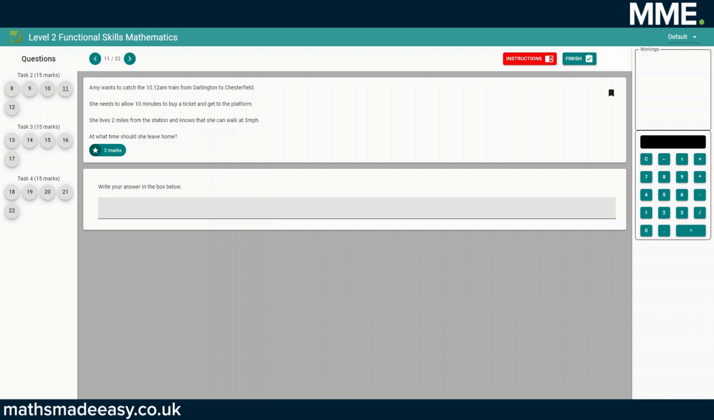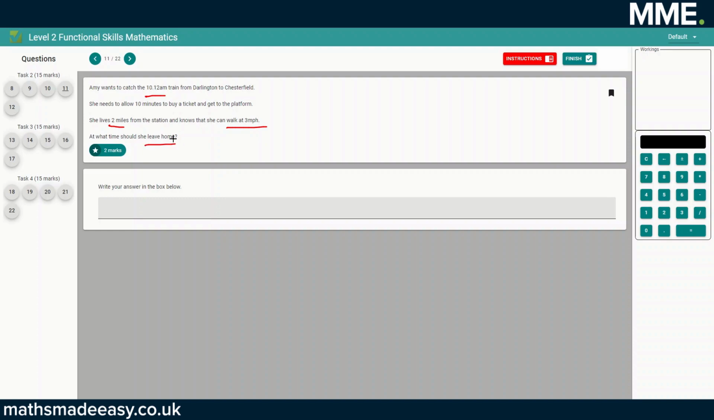Next, we get told that Amy wants to catch the 12 minutes past 10 train from Darlington to Chesterfield. She needs to allow 10 minutes to buy a ticket and get to the platform once she's arrived at the station. We're also told that she lives 2 miles from the station, and we're assuming that she walks at a constant speed of 3 miles per hour. The question's asking at what time should she leave home.